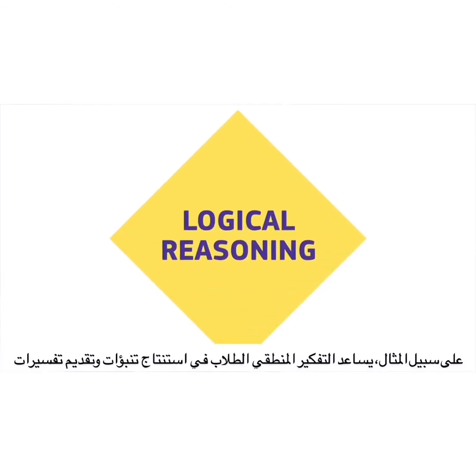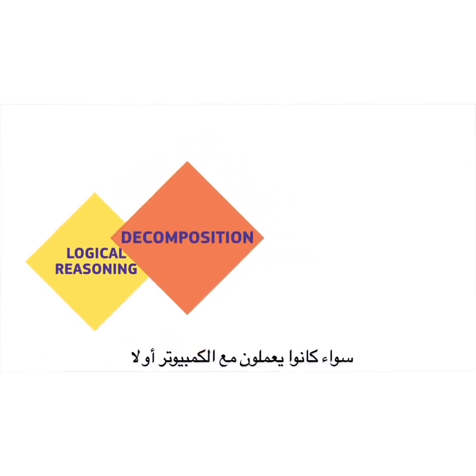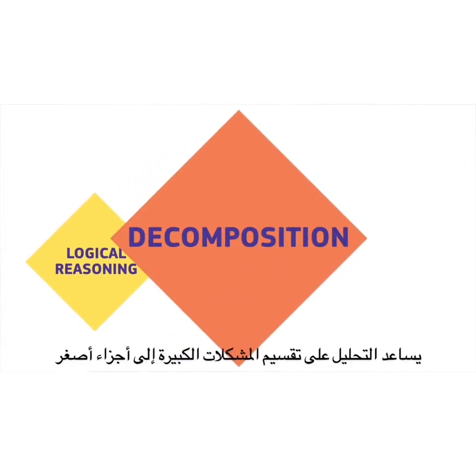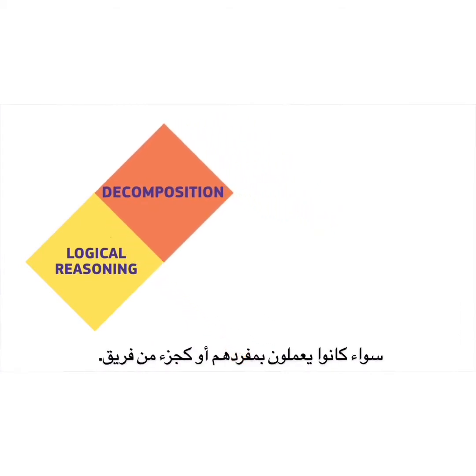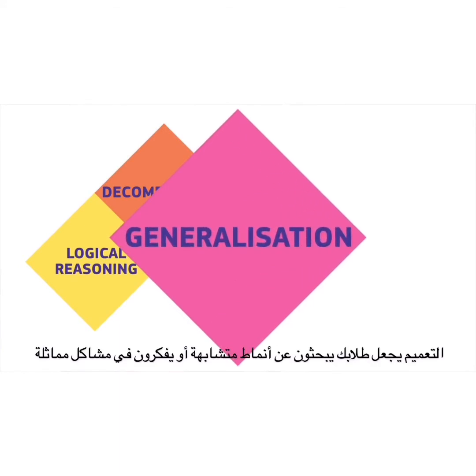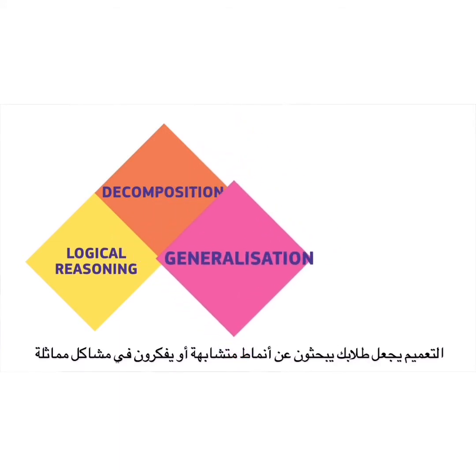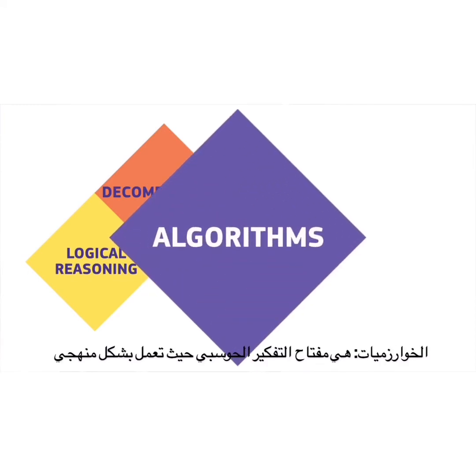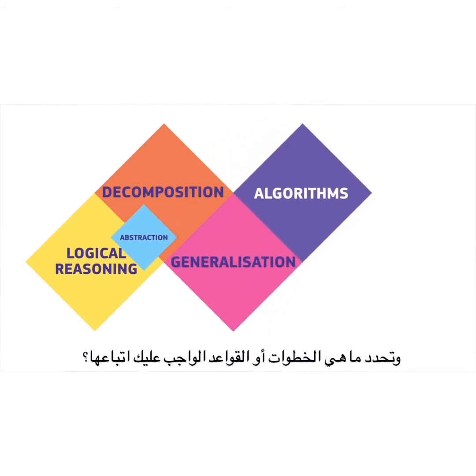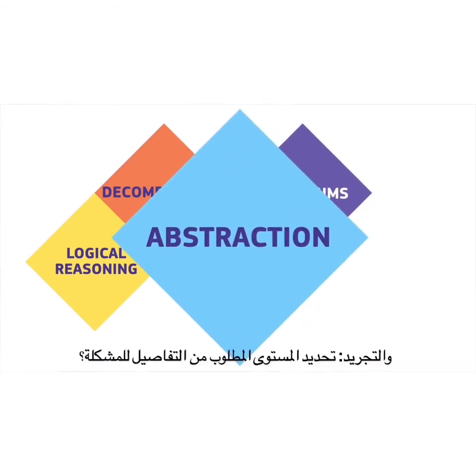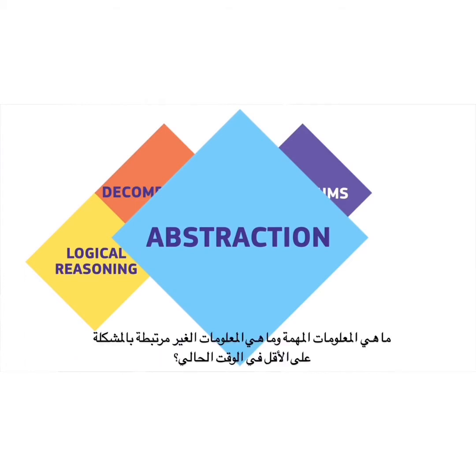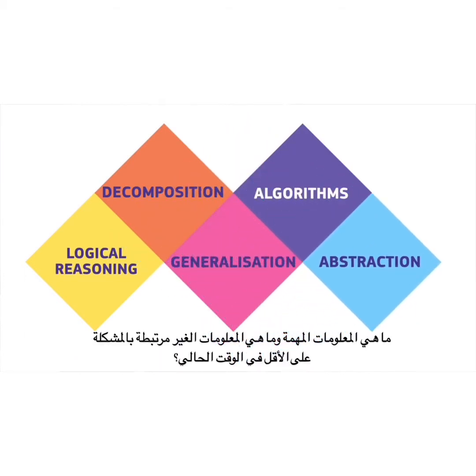For example, logical reasoning. Encourage your students to make predictions and to give explanations, whether or not they're working with computers. Decomposition. Help students to break big problems down into smaller parts, whether they're working on their own or as part of a team. Generalization. Get your students looking for patterns or thinking about similar problems. Algorithms. The key to computational thinking is working systematically. What steps or rules do you have to follow? And abstraction. What's the right level of detail for the problem? What information matters and what's irrelevant, at least for the time being?